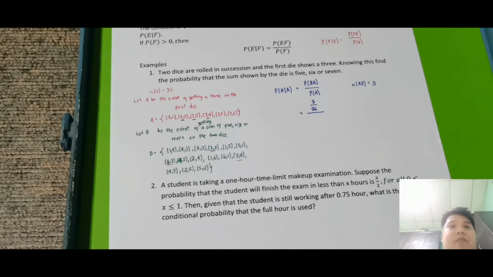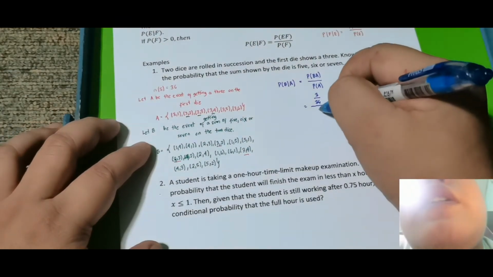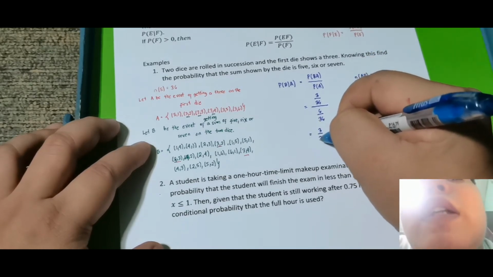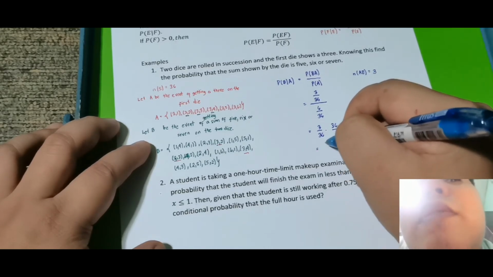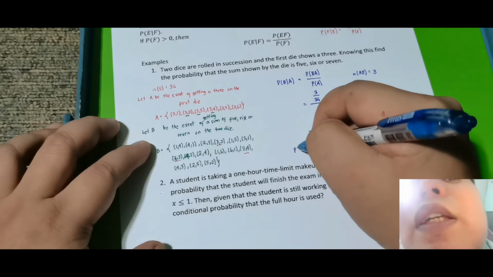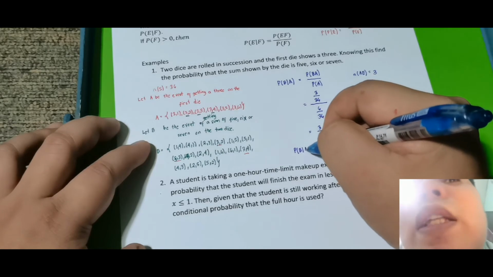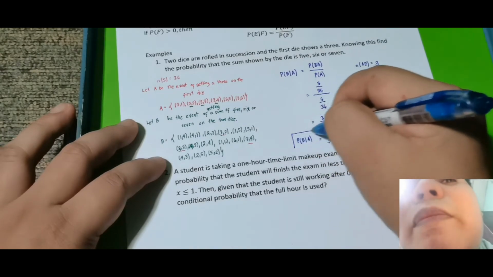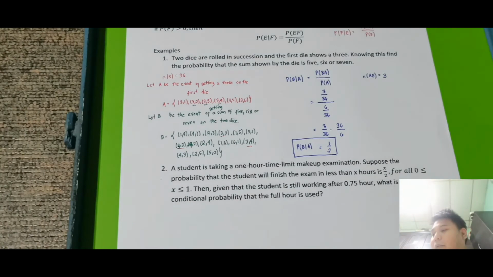Okay, next is the probability of A is 1, 2, 3, 4, 5, 6. So may 6 dyan. So this is 6 over 36. Then manipulate lang natin. So this is 3 over 36 multiplied by 36 over 6, which is equal sa 1/2, I guess. So the probability of getting a sum of 5, 6, or 7, knowing that the first die shows 3 is equal to 1/2. Okay, so ganun siya kasimple. Okay, so tama tayo sa pag-solve ni sir.